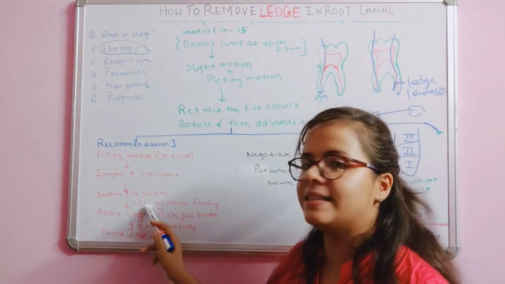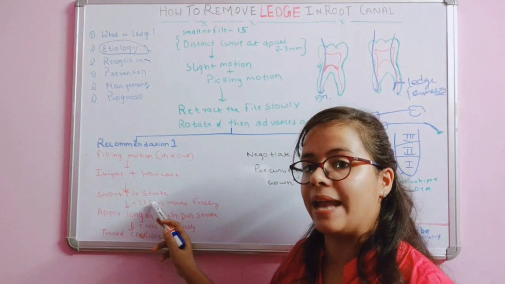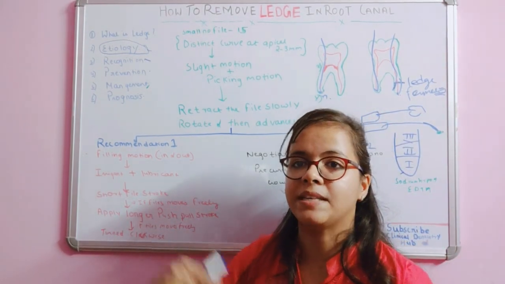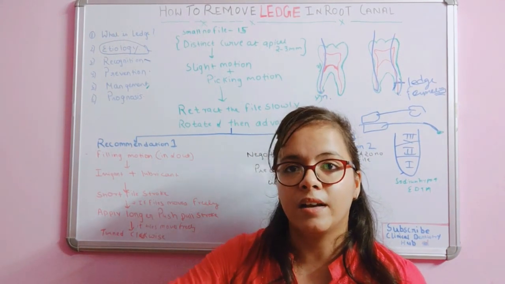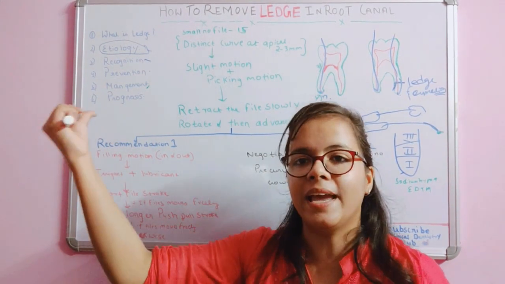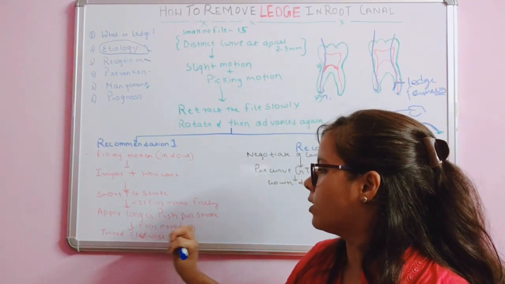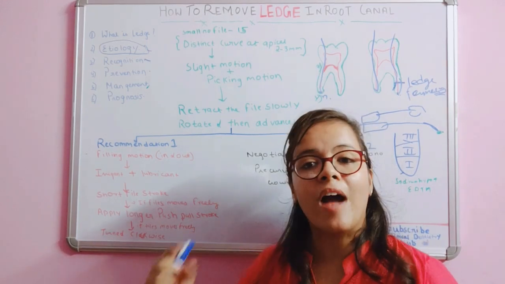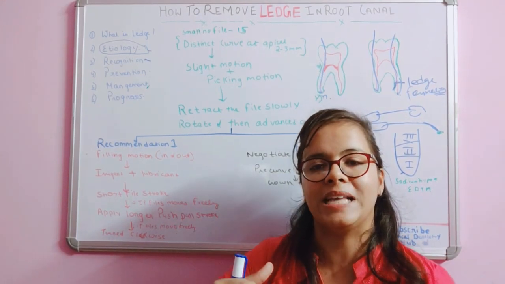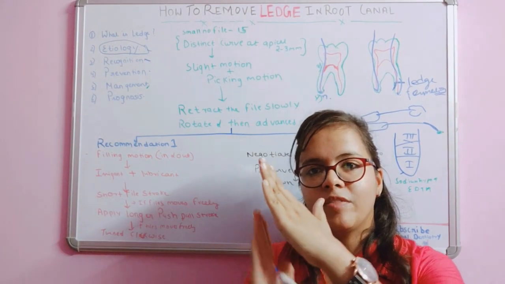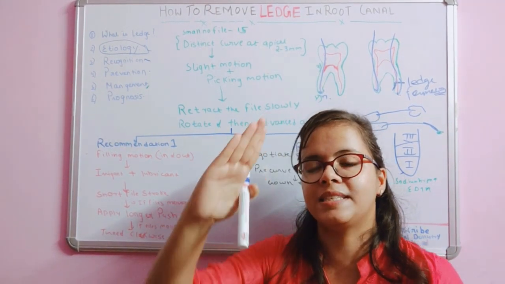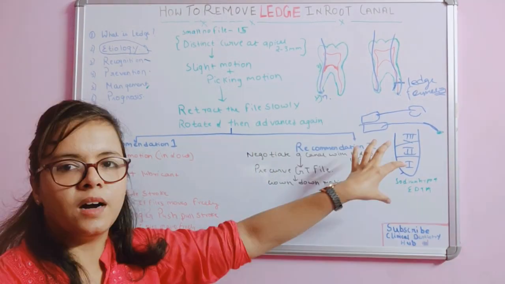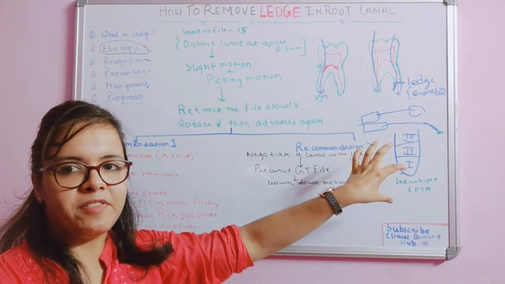After that, if you see that your file is easily moving out and in, then you just have to give a longer pull stroke. Now the file is coming in easily, so after that, push it in further and give a jerk again, that is a longer push stroke. If now your file is moving very freely, then you have to turn your file in a slight clockwise direction so that the curvature of the file can be straightened out and your stainless steel file can be moved without perforating the ledge. A GT file, that is the greater taper file, and NiTi file.